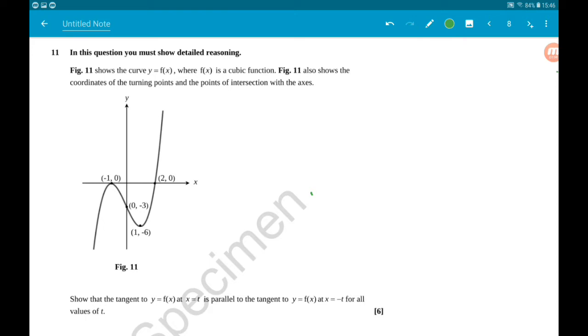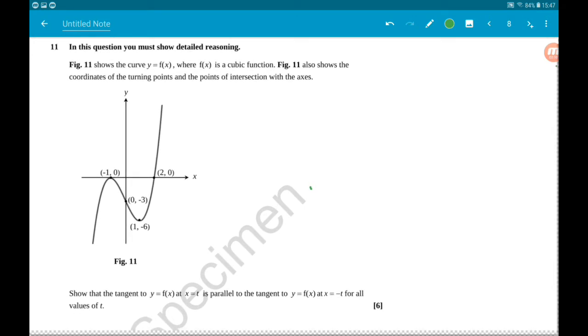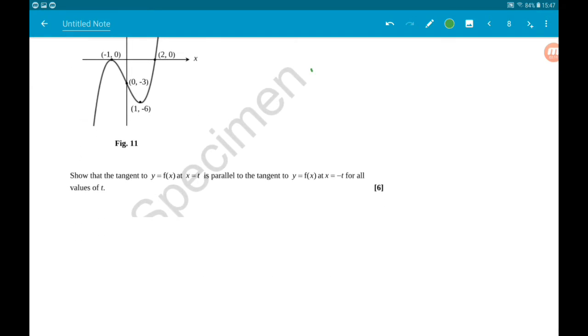So because it's cubic, we can first of all say that y is ax cubed and bx squared add cx add d.